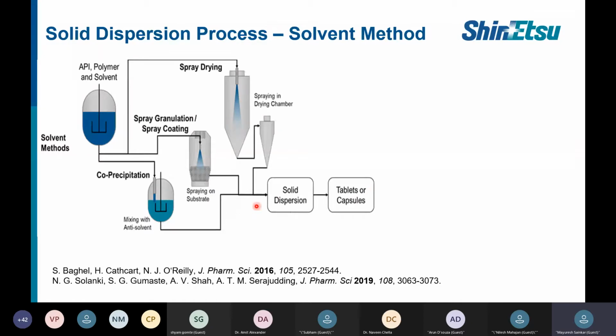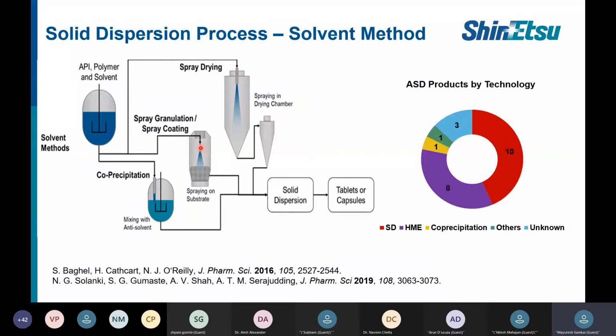So there are various products which have been developed by these methods. And based on some data, you can see that among solid dispersion methods, spray drying is widely used other than HME, which is again a solvent-free process. But out of the solvent methods, I can say spray drying was majorly used in the previous commercialized products.